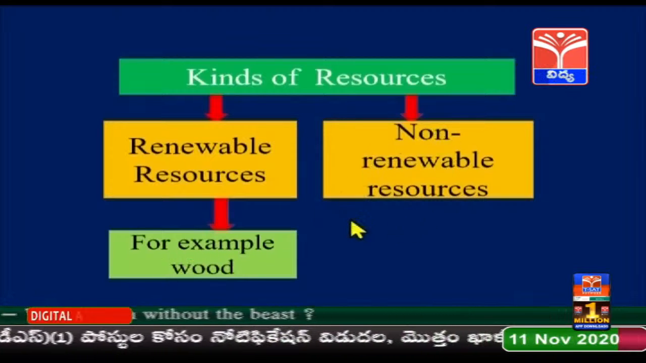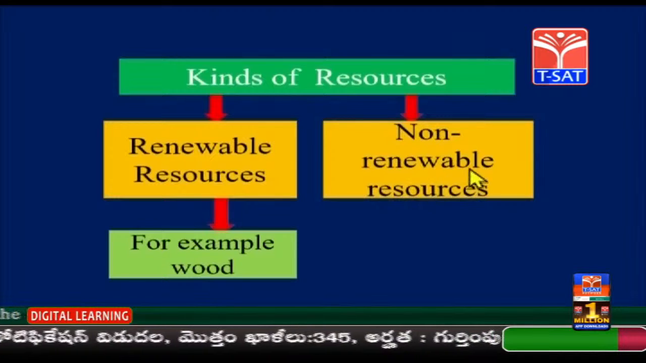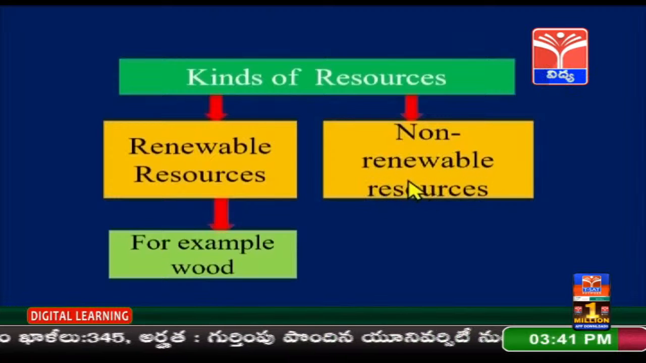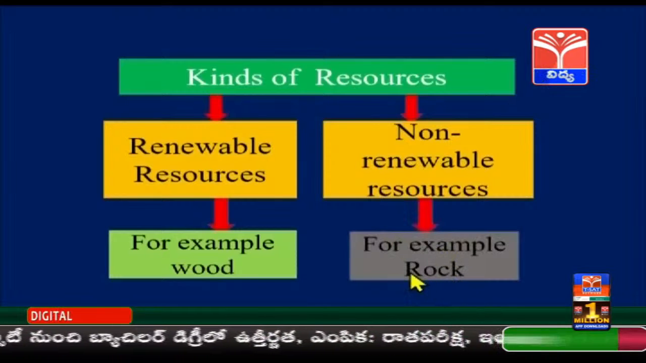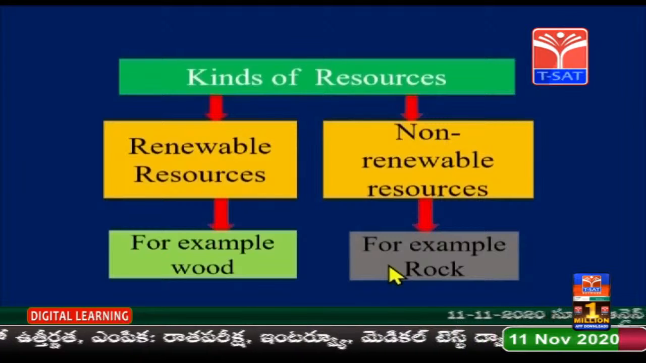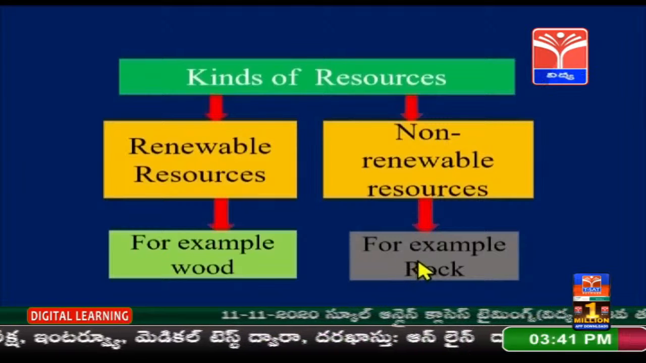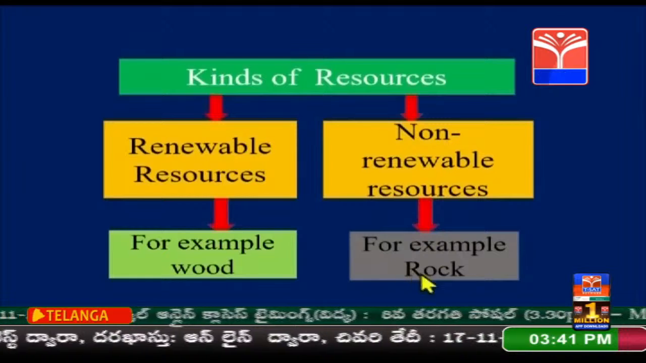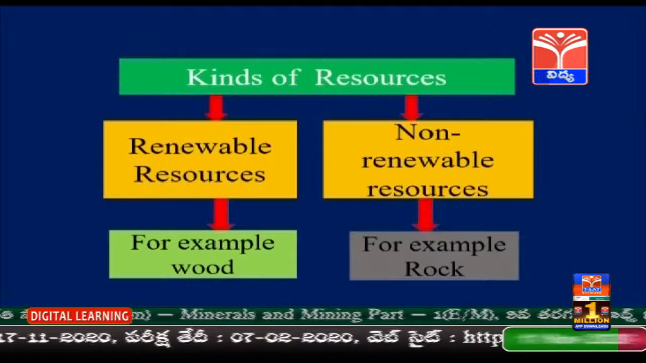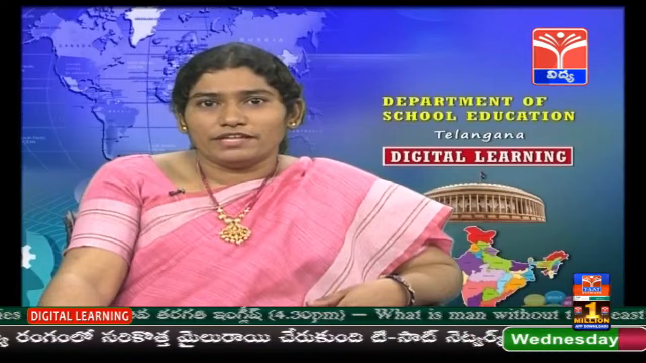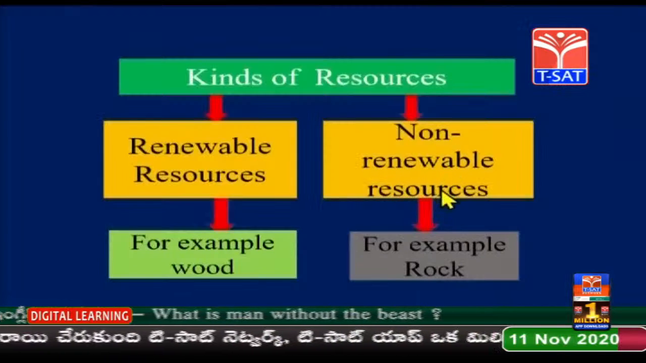Whereas non-renewable resources are the resources which cannot be regenerated back. For example, rock. Suppose you outcrop the rock for granite, for construction purposes. Can you get back the same amount of rock again? No, it is not possible. It means that it is a non-renewable resource. Children, have you understood the difference between renewable resources and non-renewable resources?